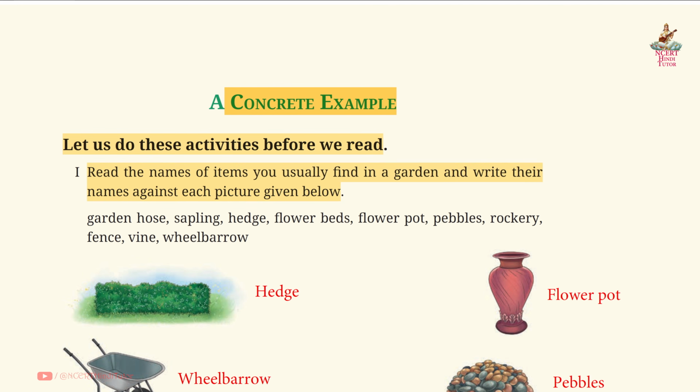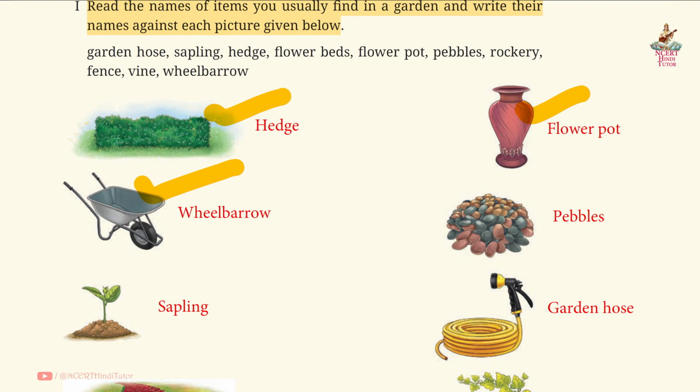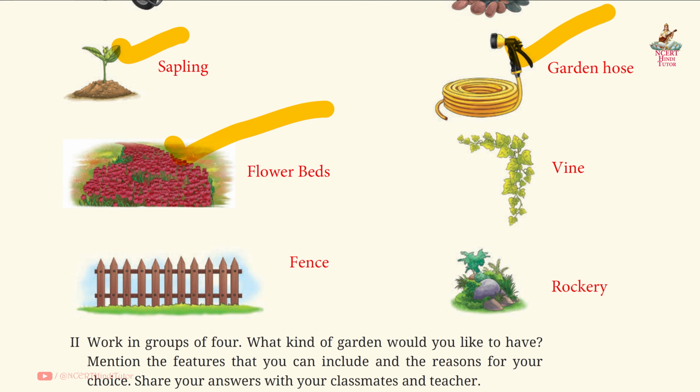Answer. So friends, this is hedge, this is flower pot, this is wheelbarrow, these are pebbles, this is sapling, this is garden hose, this is flower beds, this is vine, this is fence, and this is rockery. So you can note it down.